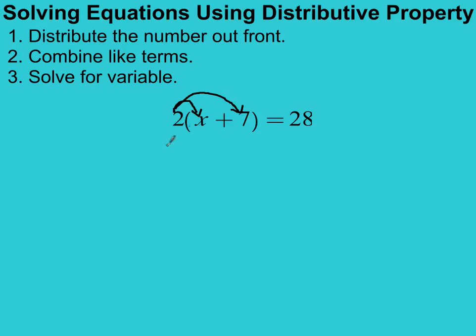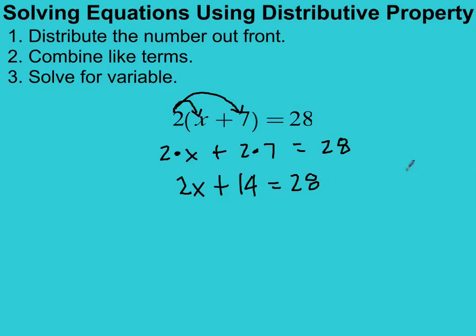So 2 times x and 2 times 7. We're still going to have it set equal to 28 because it was originally. Now let's make it look nicer. So 2 times x is going to be 2x plus 2 times 7. 2 times 7 would be 14. So now we have 2x plus 14 equals 28.